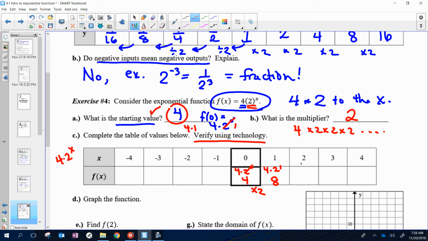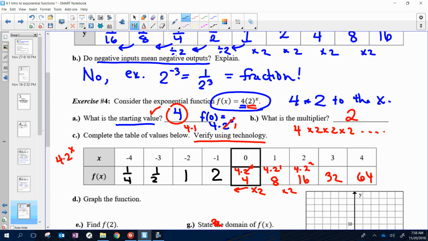Multiplied by 2. If I put a 2 in, 2 to the 2, 4 times 4, 16, multiplied by 2. Keep that going. Reverse it by dividing by 2. Oh, this would be a 2. Divide that by 2, divide that by 2, divide that by 2.